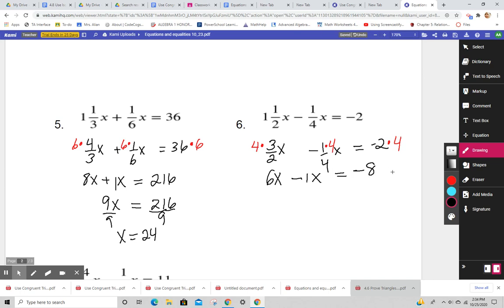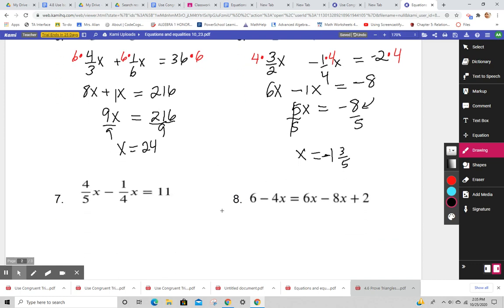6x, we can combine like terms because this term has an x and this term has an x. 6x minus x is 5x equals -8. Divide both sides by 5. X is equal to, well, 5 goes into 8 one time. We take 5 from the top. We're still left with 3/5, but our fraction is negative, so should our mixed number be.